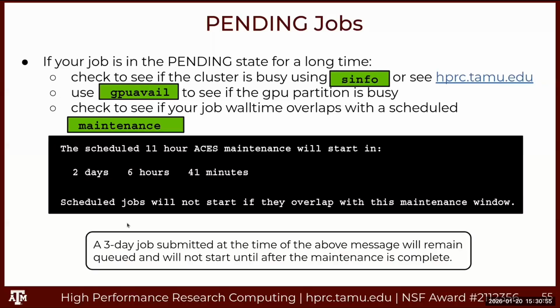If you submit a job and it shows you this, we have an 11-hour maintenance scheduled to start in 2 days, 6 hours, 41 minutes. If you submitted a 3-day job right now and you saw this, your job will not run until after maintenance is complete. So you don't have to cancel it. You can keep it in queue and it will just run when maintenance is complete. Or you can cancel the job, change it to 2 days, 6 hours, and hopefully it starts within 41 minutes. That way you can probably squeeze it in before the maintenance starts.